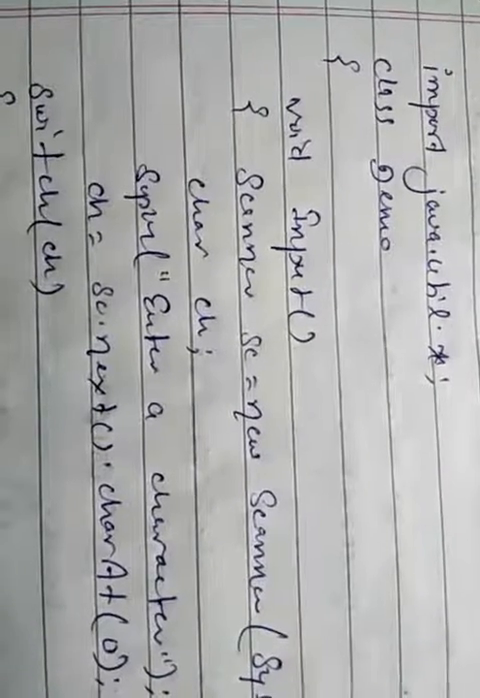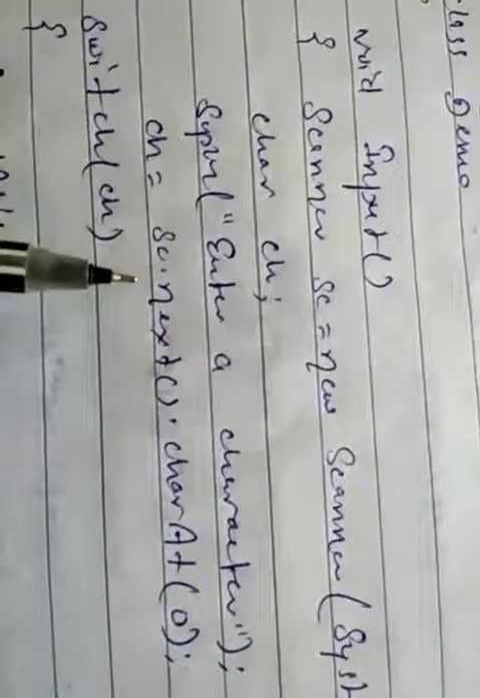So the starting is the same: import java.util.*; class Demo, void input. We have first declared the object of class Scanner, sc = new Scanner(System.in). Taking one variable, character ch. Enter a character, and this is the line for taking a single character from the user.